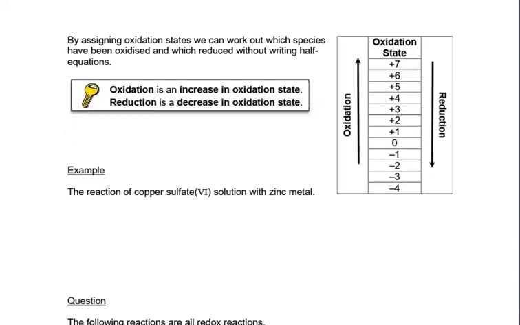Okay, how could we do that a bit quicker? Remember, in our redox pack we looked at using oxidation states. If you've forgotten how to assign an oxidation state, you'll need to go back to the redox pack and have a little bit of a review. What we're going to do here is write an equation for the reaction of copper sulfate and zinc. Copper sulfate and zinc make zinc sulfate and copper.